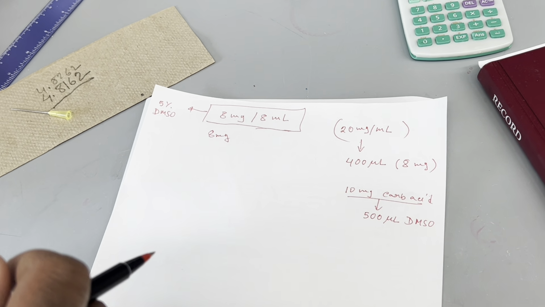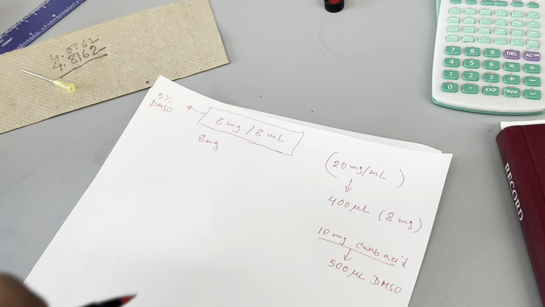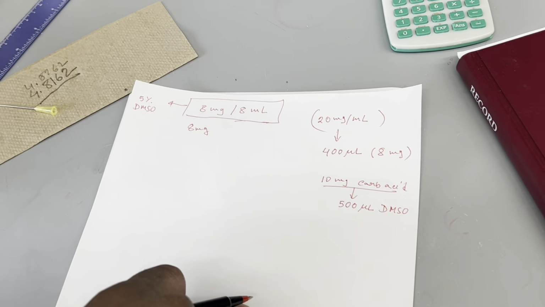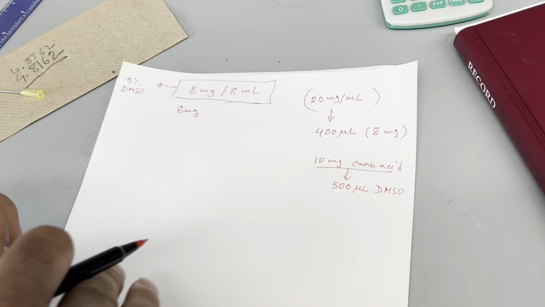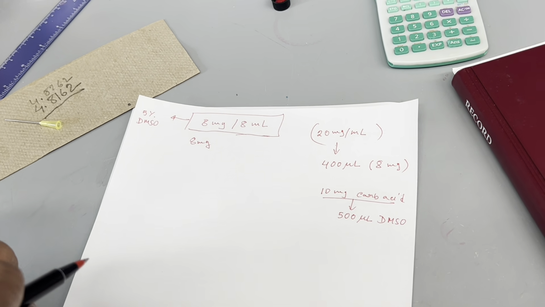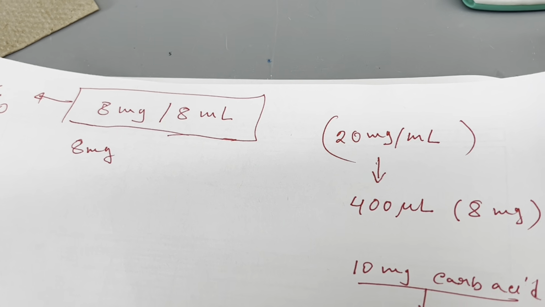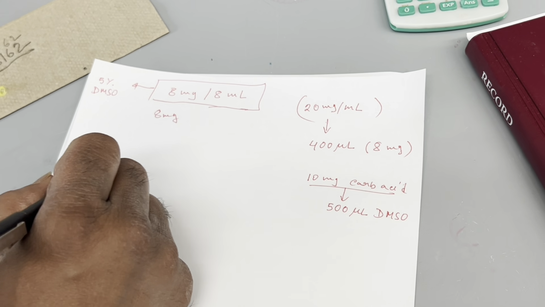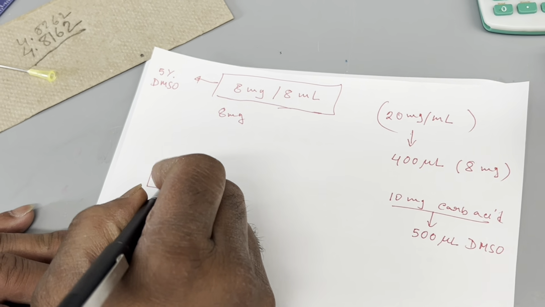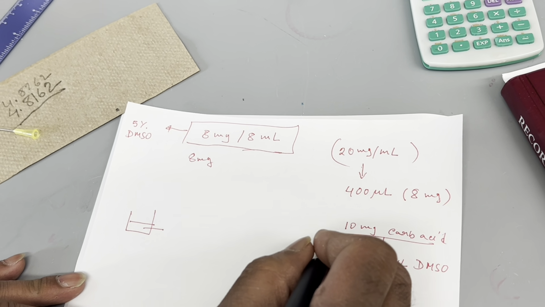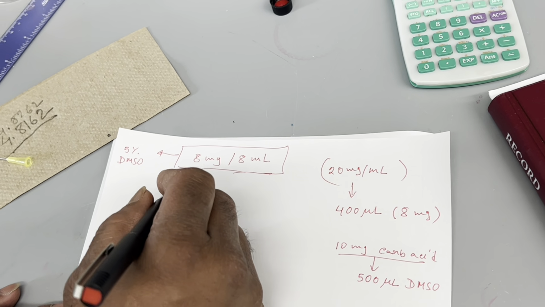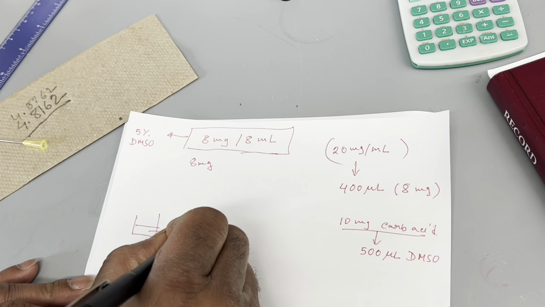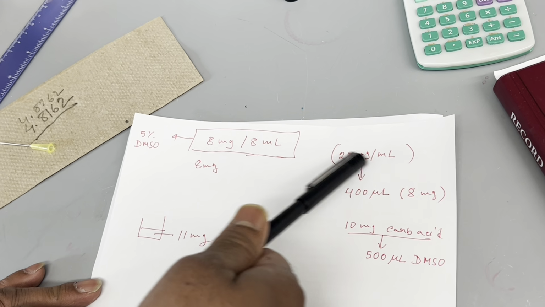Suppose you take 11 milligram in a vial. Now you want to make it a 20 mg per ml solution. How much DMSO are you going to use? Suppose you need 10 mg or 8 mg, but you cannot measure exactly 8 mg. Suppose you take 11 mg, but still you can make it 20 mg per ml.